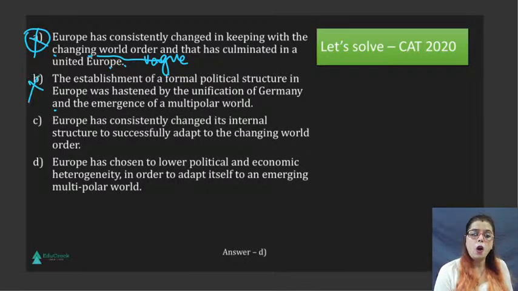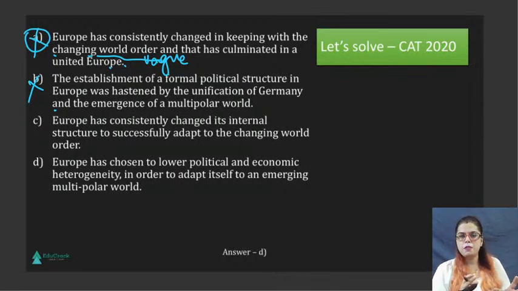So this here, although it has taken relevant information of the passage, what they've done is they have changed the order of information, which gives us a completely different meaning right now. So they do this. They'll take information from the passage, sometimes exact words, sometimes paraphrased words, and then they will change the order of the information. So try to understand. That is why we go back over and over again regarding what is there in the passage. It is okay to read and reread the questions. Europe has consistently changed its internal structure to successfully adapt to the changing world order.